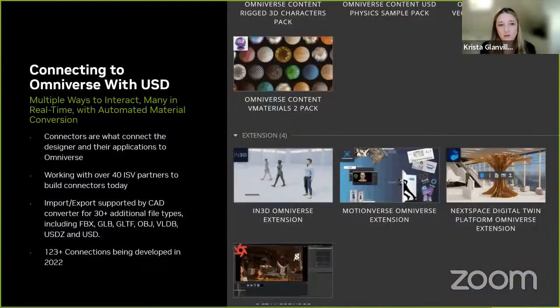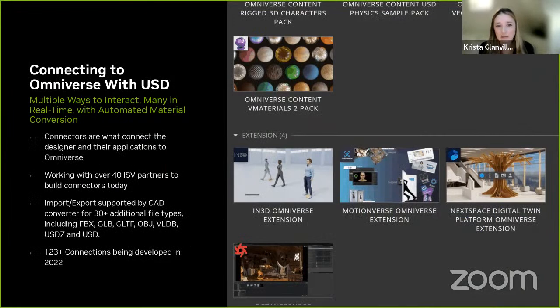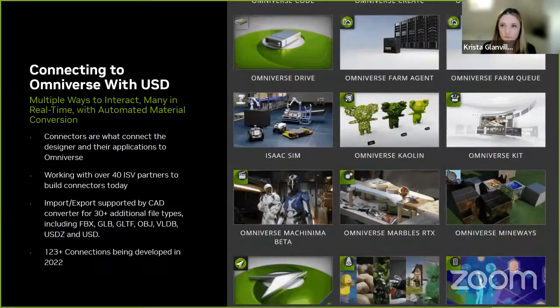And we have third-party extensions and content packs available as well. And this ecosystem is always growing. Our aim here is to connect everyone in their favorite app to each other through Omniverse. I think so far this year, we're at 150 connections total, and we can import just about any format. So next, Sebastian's going to talk a little bit more about the Rhino connector specifically.